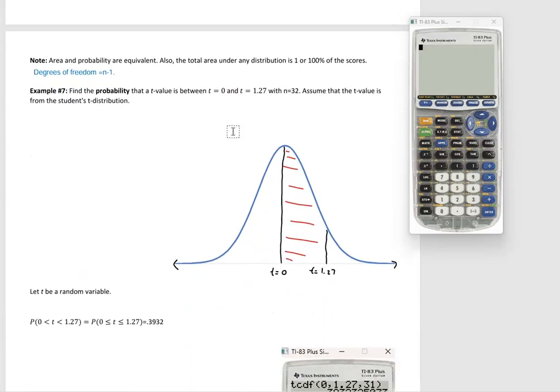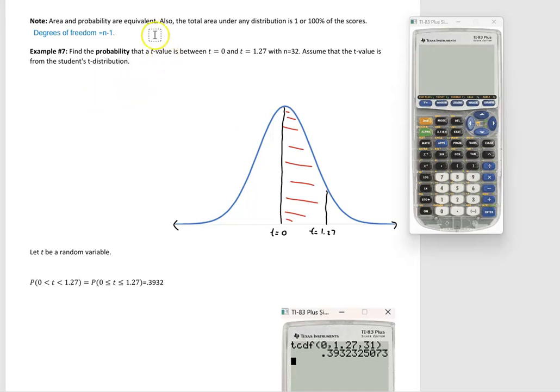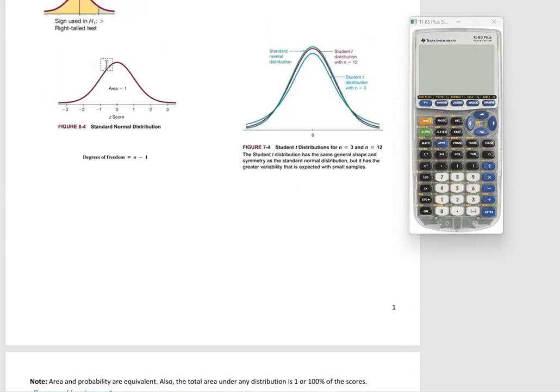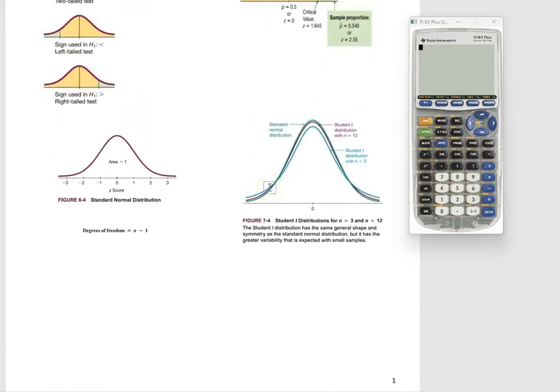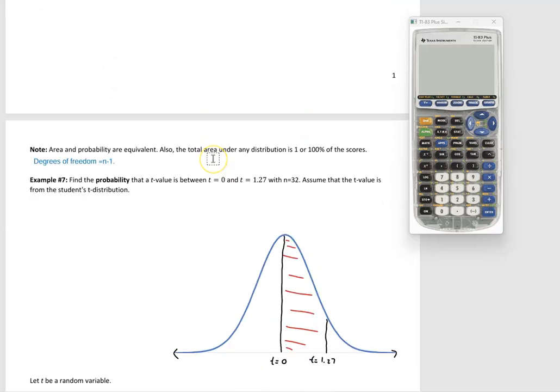So in example 7, they're talking about a t-distribution. Now your t-distributions are based on the degrees of freedom. Every one of the degrees of freedom, which is based on the sample size, is going to have a slightly different curve. And degrees of freedom is always going to be one less. So if they're talking about n is equal to 12, the degrees of freedom are going to be 11. Also, your calculator uses degrees of freedom.